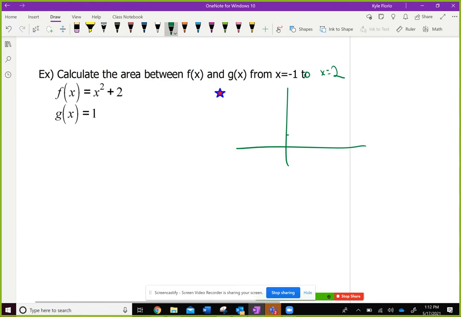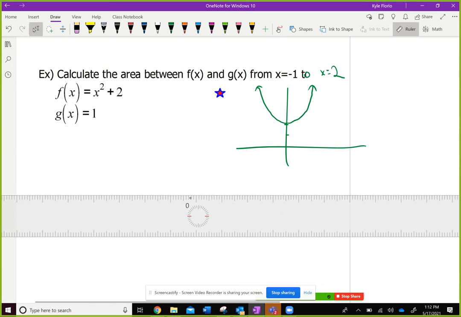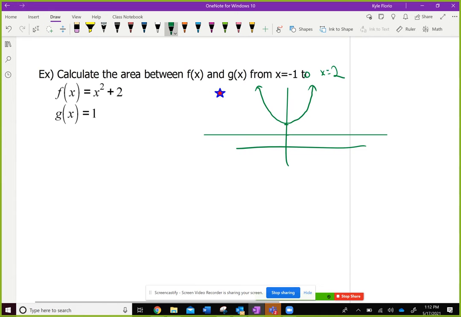X squared plus 2 has a y-intercept of 2, and it's going to open upward. It's just a parabola. And the function 1 is just a horizontal line at 1. So what they're asking for between -1 and 2 is the area between the two functions from -1 to 2. So they want this area right here.